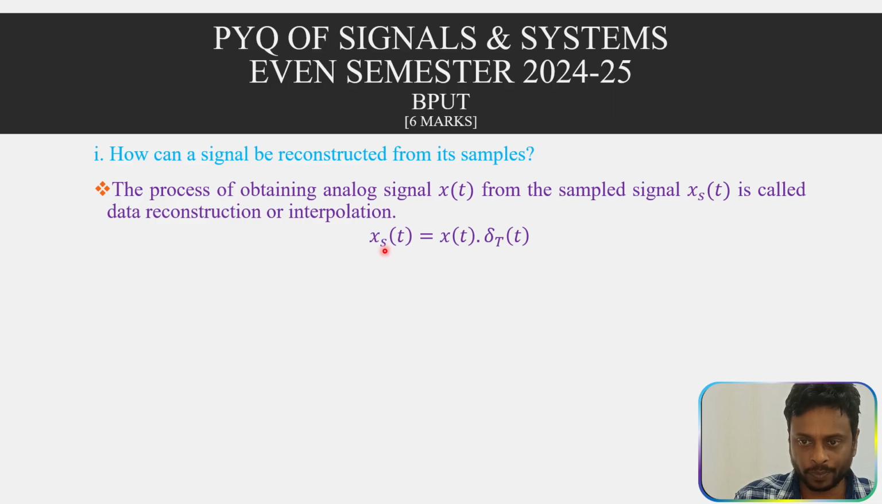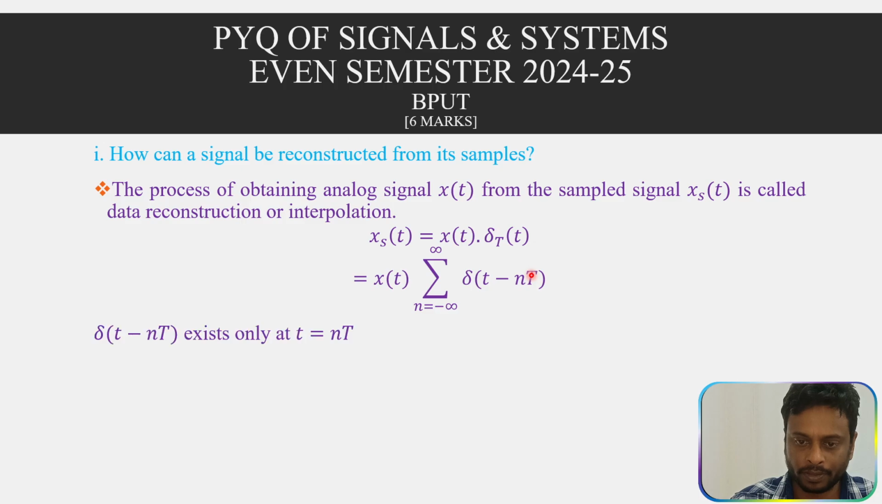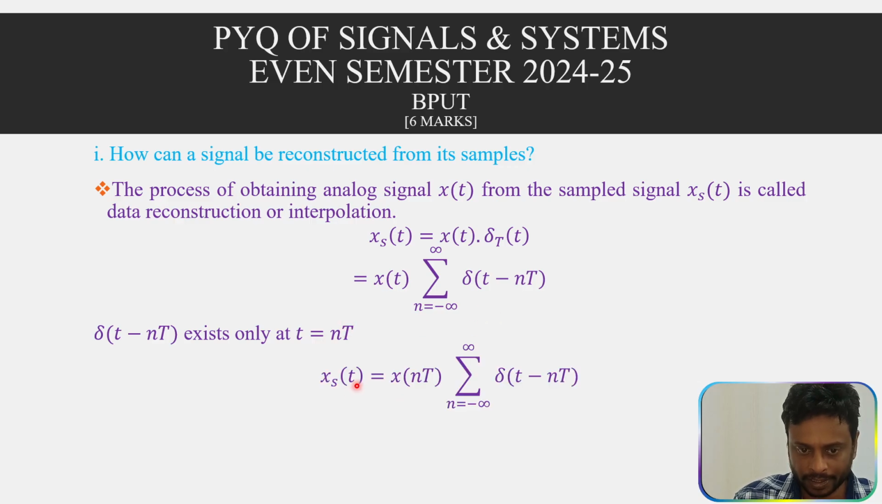So how can that be done? This is our sampled signal, x_s(t) equals x(t) times the impulse train delta_T(t). That can be written as the summation over n from minus infinity to plus infinity of delta(t minus nT). The impulse delta(t minus nT) exists only at t equal to nT, because the impulse exists only at zero. So putting t equal to nT, x_s(t) equals the summation of x(nT) delta(t minus nT).